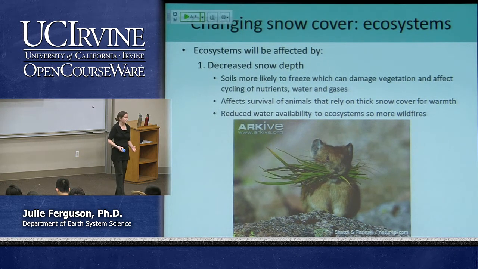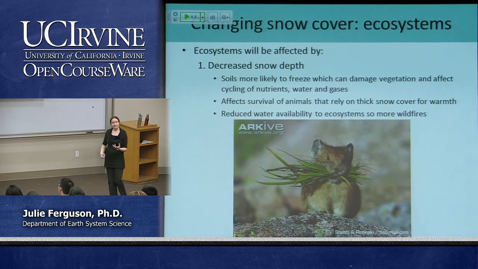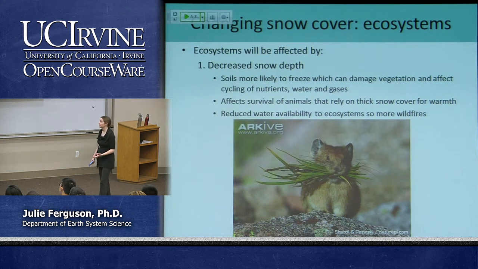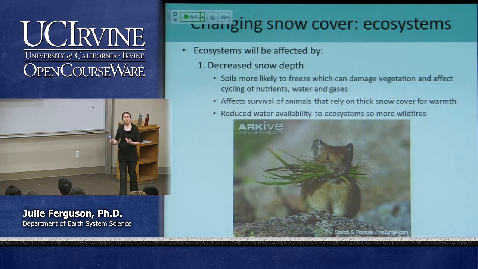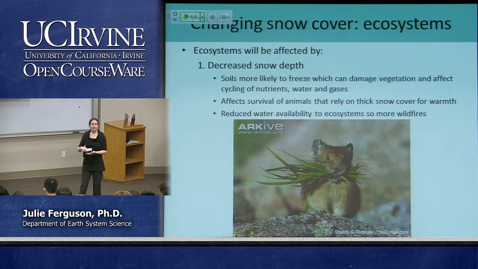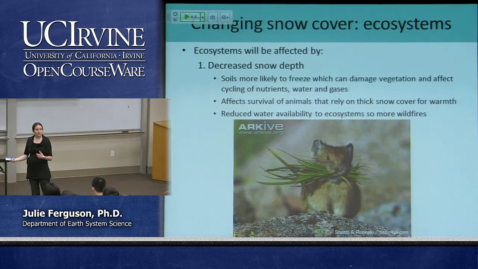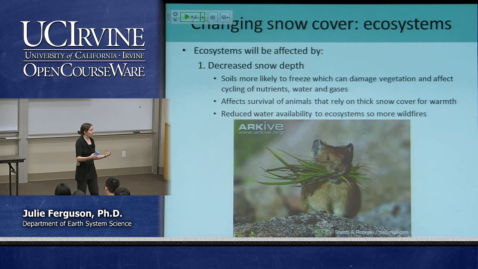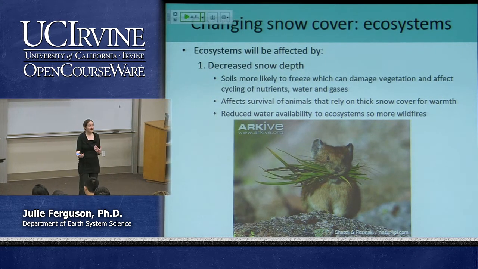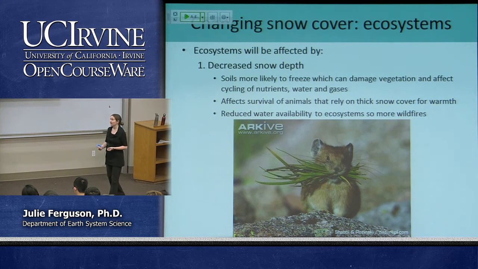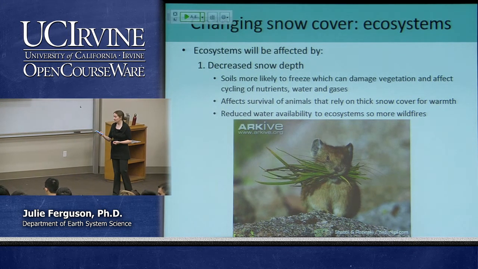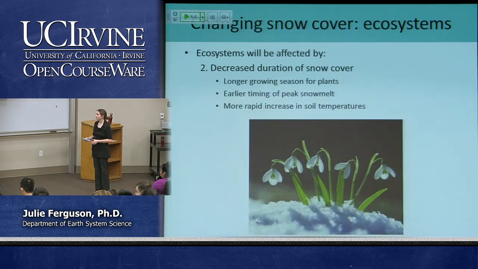Things like our soils. Our soils are much more likely to freeze. That's going to do damage to roots, to vegetation. It's going to change things like the cycling of nutrients, water and gases. Definitely reduce water availability. If we don't have as much water that's melting in the spring and summer, then that's going to limit the amount of water that's available for, say, vegetation. And from a selfish point of view, that also limits the amount of water that prevents things like our big fires that happen up in the mountains as well. So decreased snow depths will affect both plants, vegetation, and us.